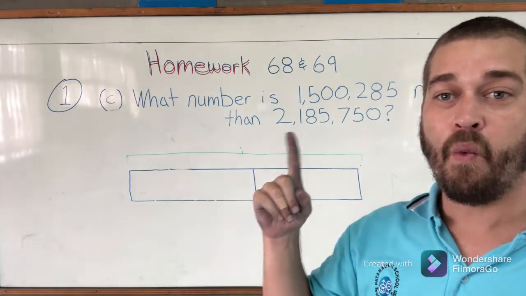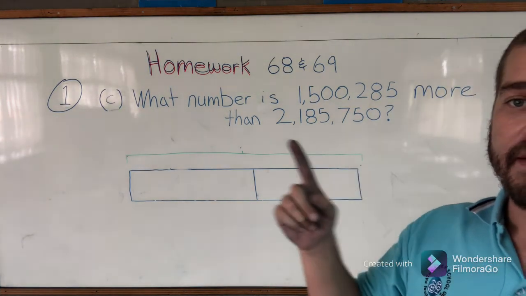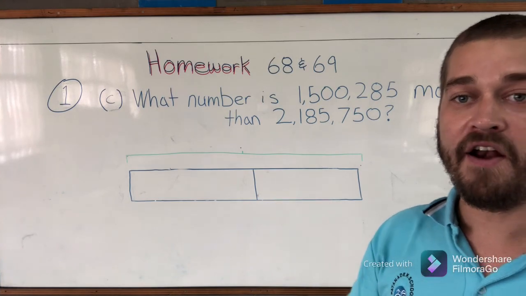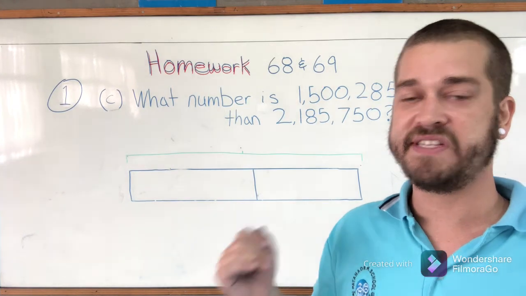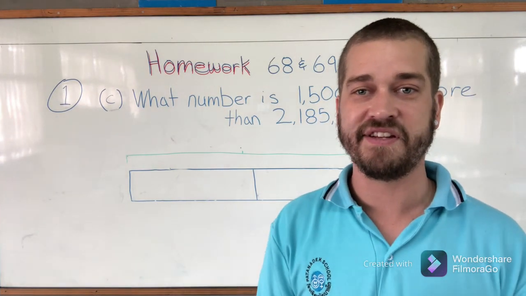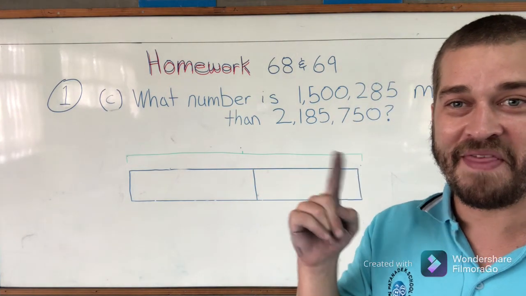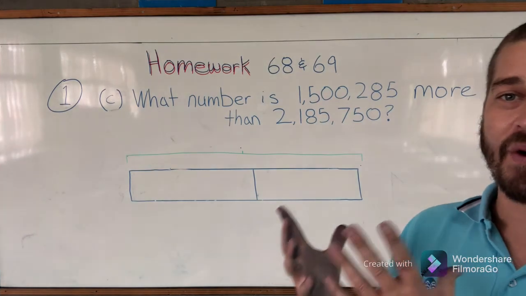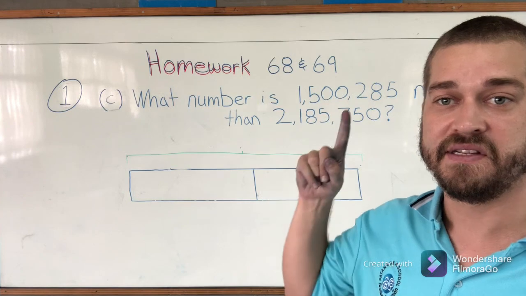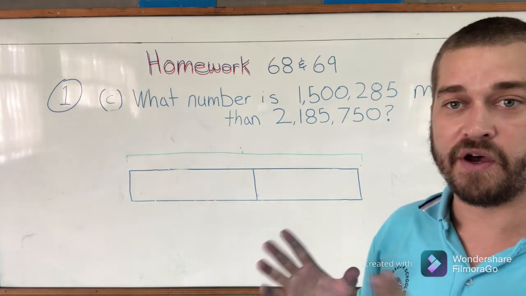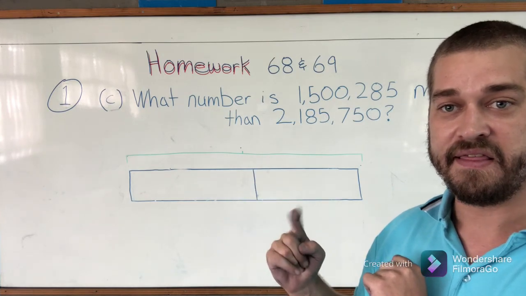What number is 1,500,285 more than 2,185,750? I know, it's a really big number, but just think of it in terms of 1 plus 2 equals 3. So, what number is 1 more than 2? This problem is only asking us to add the 2 parts that it has given us. It's given us 1 part and 2 part. So, it wants to know this number right here, and it gives us these 2 numbers.